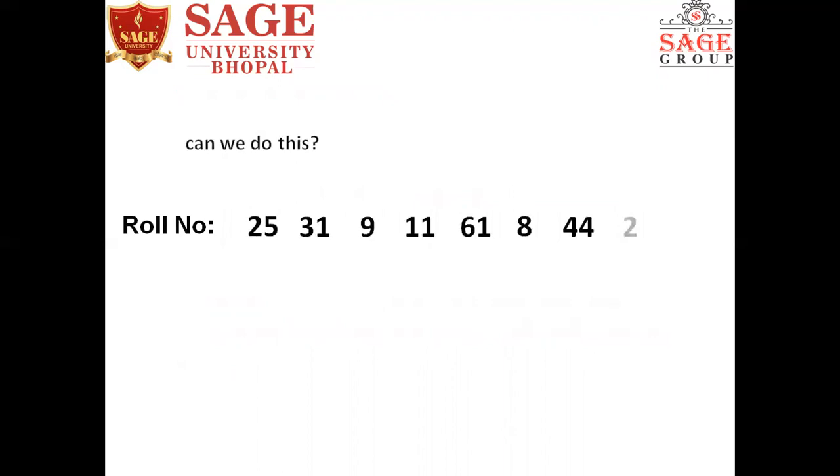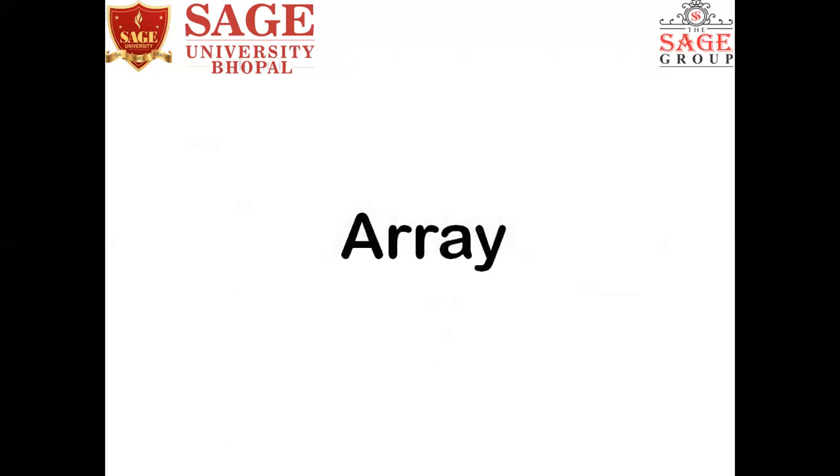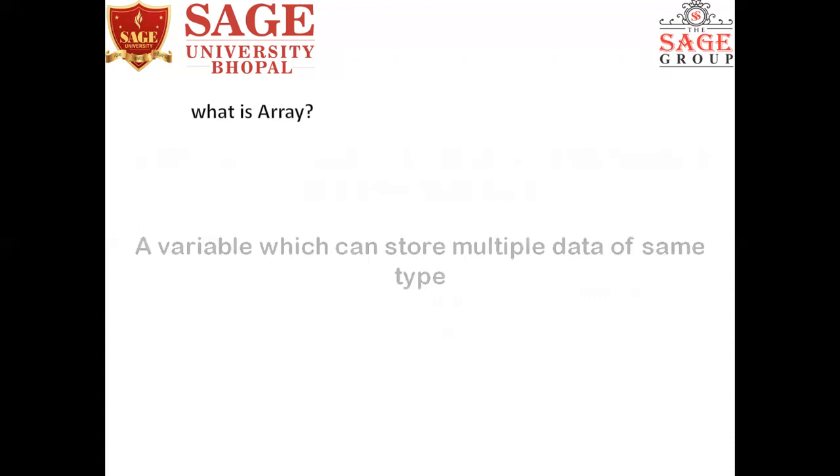Here we are having different roll numbers. Can we store these roll numbers in a single variable? Suppose, say, R. Yes, this is possible by using the concept of array. So basically, an array is a fixed size sequential collection of elements of the same data type, or you can say that it is a variable which can store multiple data of the same type.